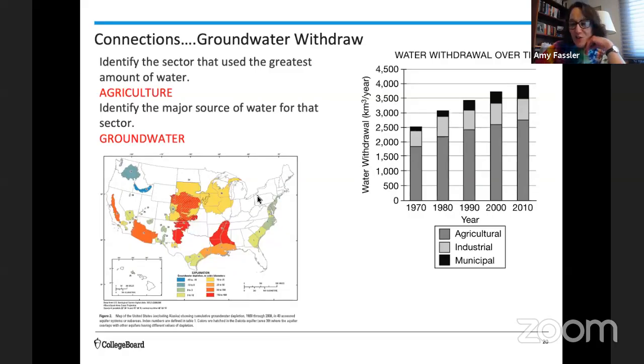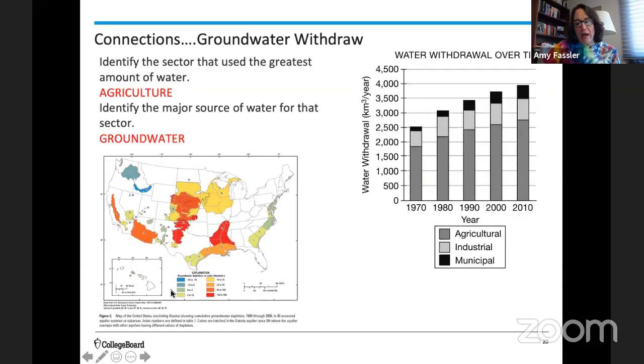But according to this graph, we're not using that water sustainably. We are pumping it out faster than, say, snow melt from the Rockies can run down and trickle in and recharge that aquifer or replace what we withdrew, because the rate of withdrawal exceeds the rate of recharge. And these red and orange areas are showing me areas where the aquifer has been very substantially depleted.